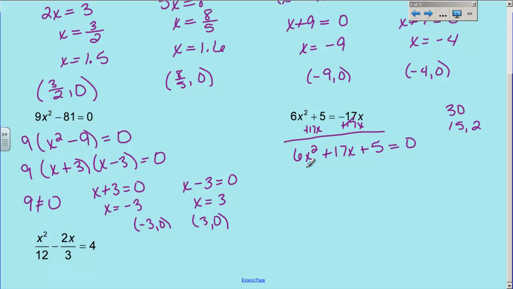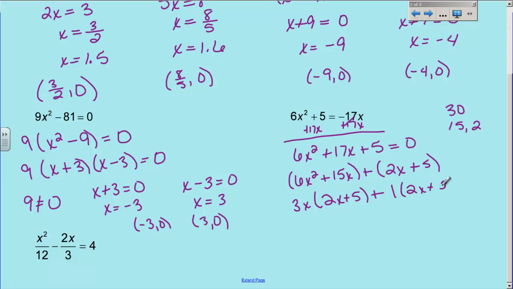Now, since this x squared has a number larger than 1 in front of it, I have to go through, rewrite, do the grouping method. So I'm going to rewrite this as 6x squared plus 15x plus 2x plus 5. And then I will factor. The greatest common factor for this set of parentheses is going to be a 3x, which leaves me with 2x plus 5. And my greatest common factor here is going to be a 1, leaving me still with the 2x plus 5. And I forget all this is equal to 0. Well, so my two factors are 3x plus 1 and 2x plus 5.